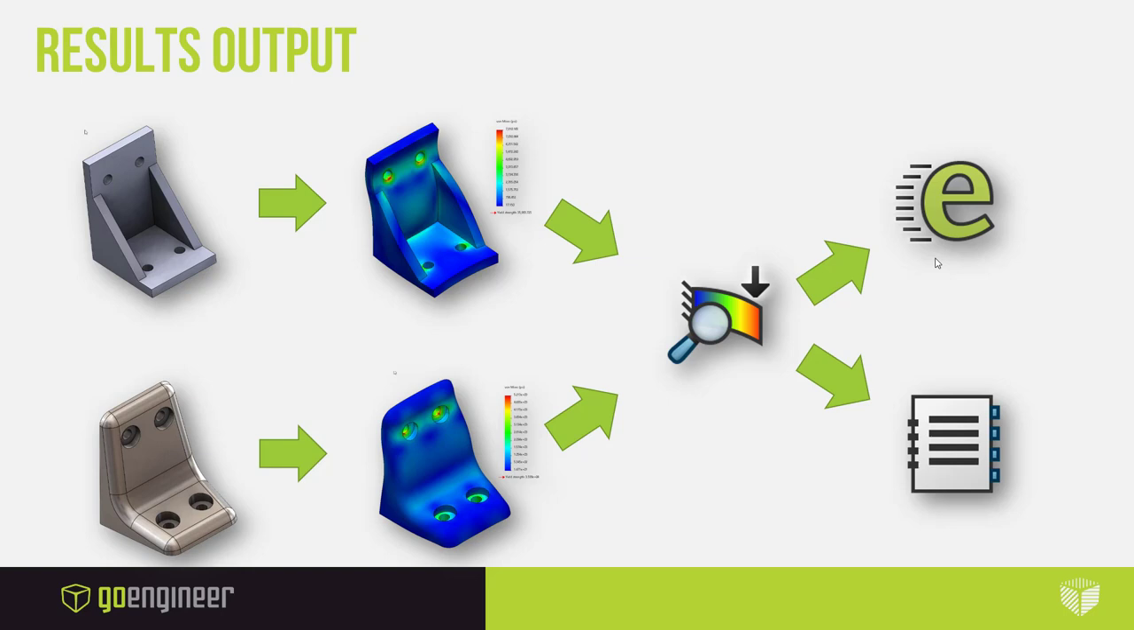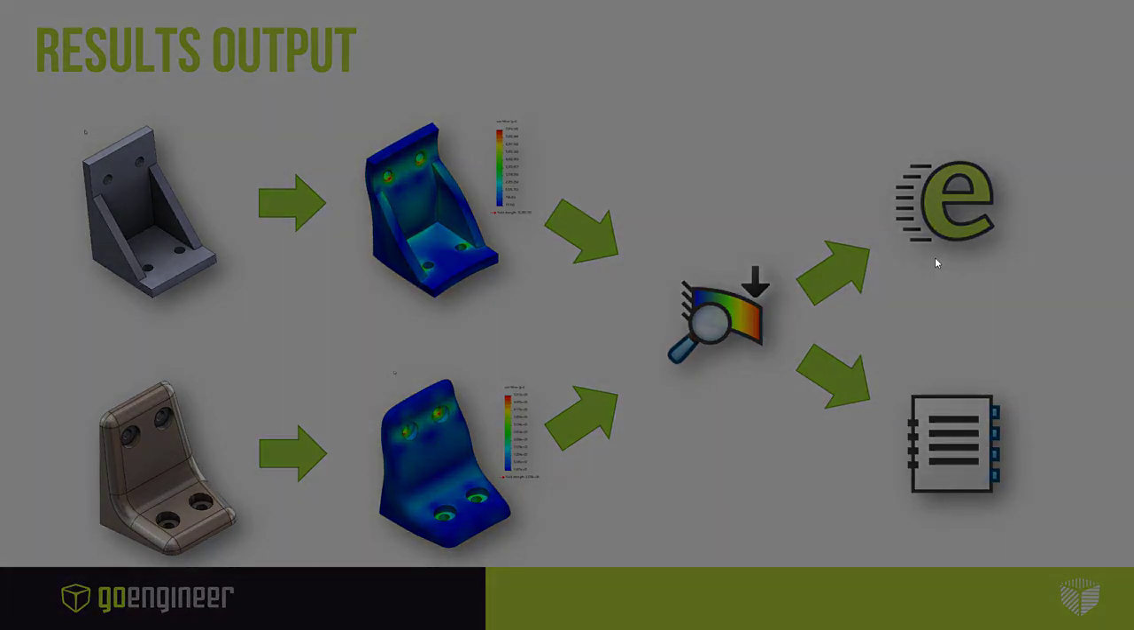And once you're done, what good are results for you if you cannot actually share that with your customer? So SimulationXpress allows you to output an eDrawings file and a Word document with all the relevant data so they can view it in their computers, regardless of them having SOLIDWORKS or not. So let's go ahead and take a look at what that looks like in SOLIDWORKS.